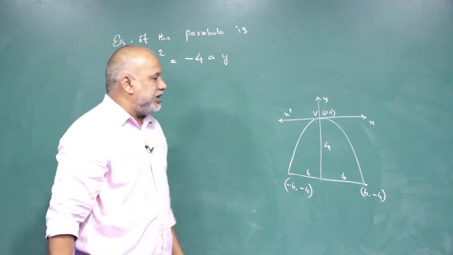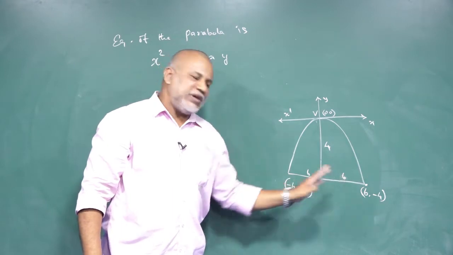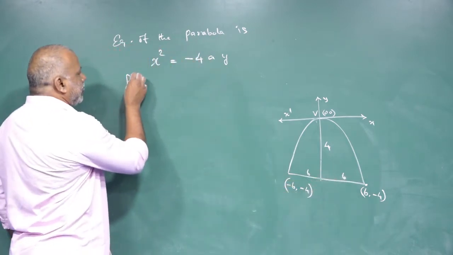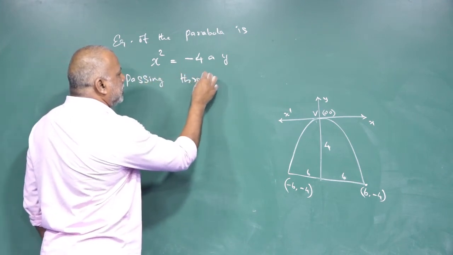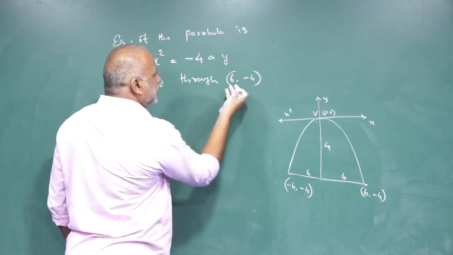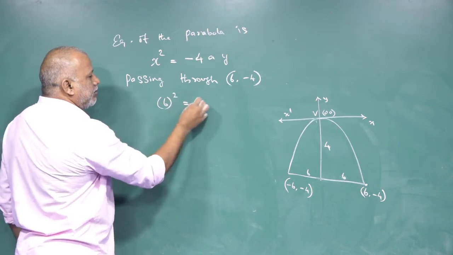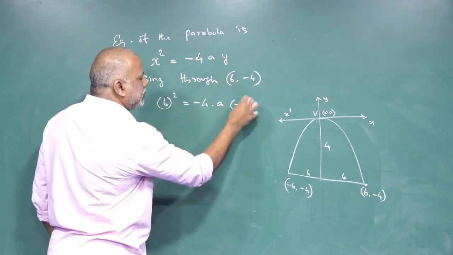I already explained. We need to find the value of a. How is it possible? Substitute the point. We can take any one of the points. So substitute the point. This parabola is passing through (6, -4). Substitute the data. x is 6 squared, -4a, a is unknown, y is also -4.